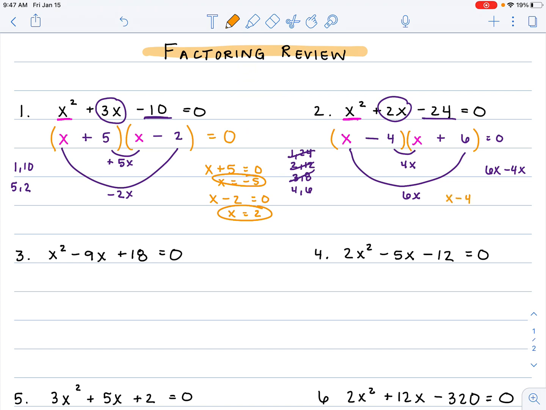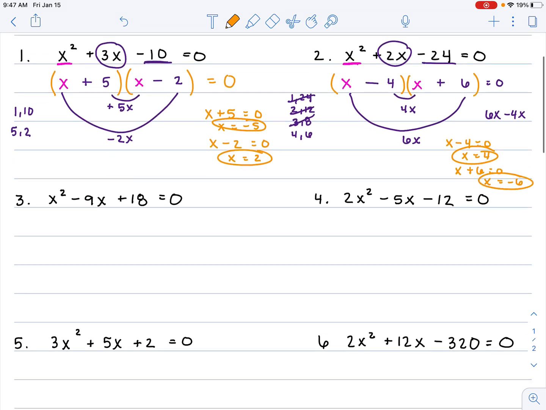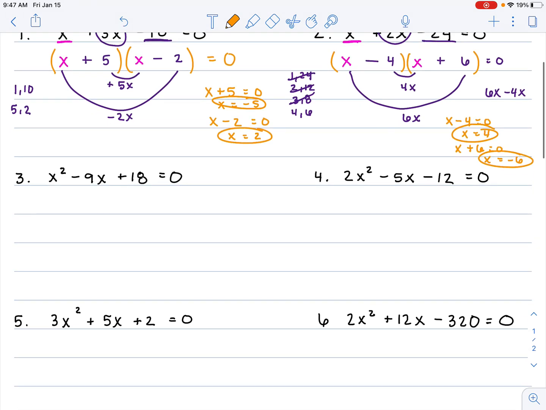And again, remember, you can take those and set them equal to 0. So I've got x minus 4 equals 0, so x equals 4. And x plus 6 equals 0, so x equals negative 6 as my two solutions.